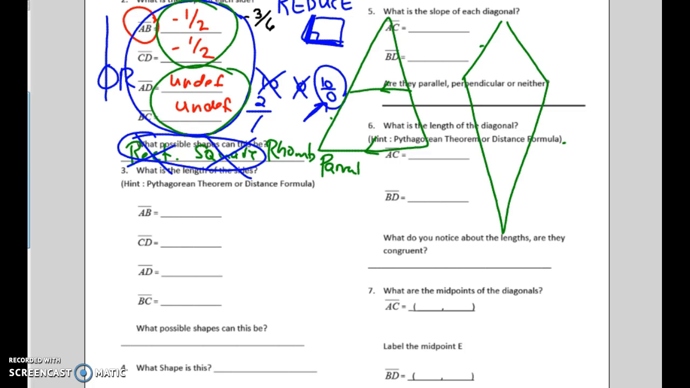Okay, so I kind of tricked you here because you don't really have these skills yet to know what they are. Would you agree? But you had the skills to break it down to know what it's not. Is that true? Okay. So, any ideas of what's the difference between a rhombus and a parallelogram?